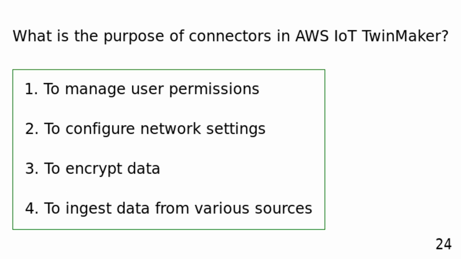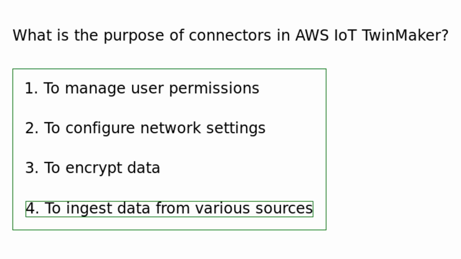What is the purpose of connectors in AWS IoT TwinMaker? To manage user permissions. To configure network settings. To encrypt data. To ingest data from various sources. Connectors are used to ingest data from various sources into AWS IoT TwinMaker.